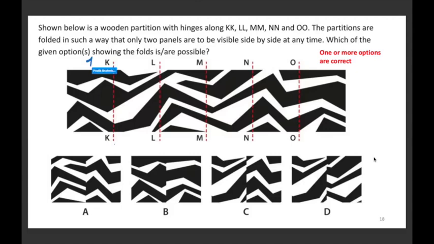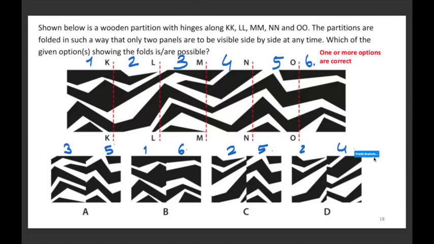First I'll start with numbering the panels. These are the numbered panels. Now we'll first locate which panels are involved in each option. Option A is generated by panels 3 and 5. Option B is generated by panels 1 and 6. Option C is generated by panels 2 and 5. Option D is generated by panels 2 and 4.